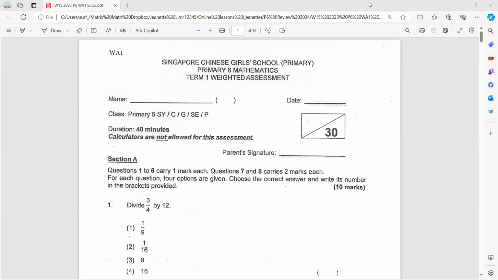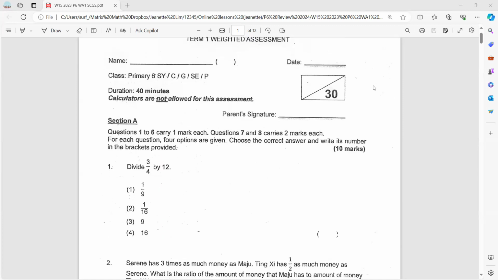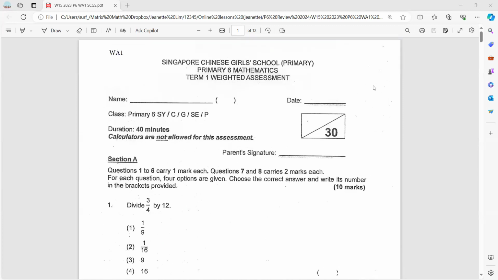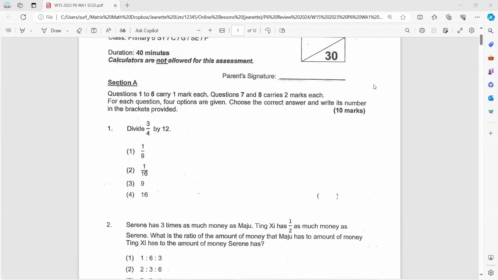B6 SCGS Term 1 Weighted Assessment. This is for 2023. Okay, Section A, calculators are not allowed for this section. So question 1, divide 3/4 by 12.